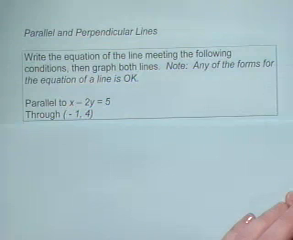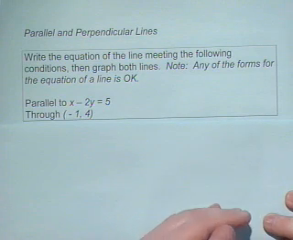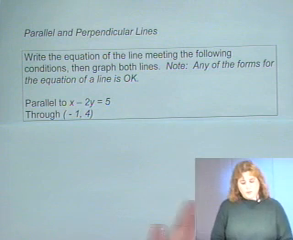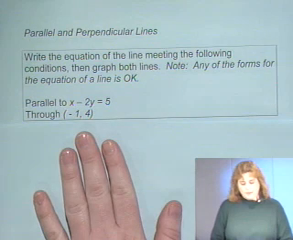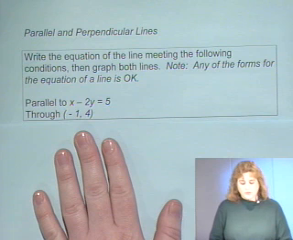We're going to look at a couple more examples for writing equations for parallel and perpendicular lines. These examples are worded very similarly to potential test questions. So the first case we'll look at is a parallel line. We're going to write the equation of the line meeting the following conditions, then graph both lines.